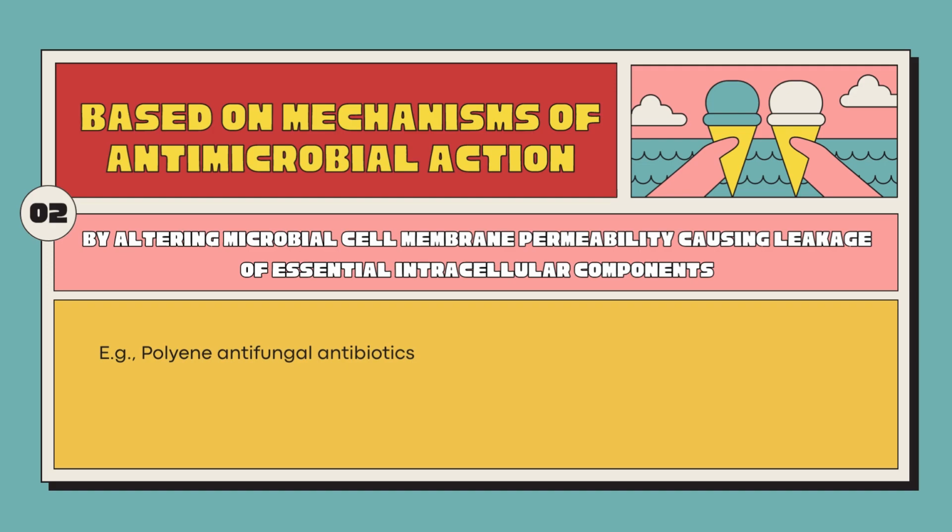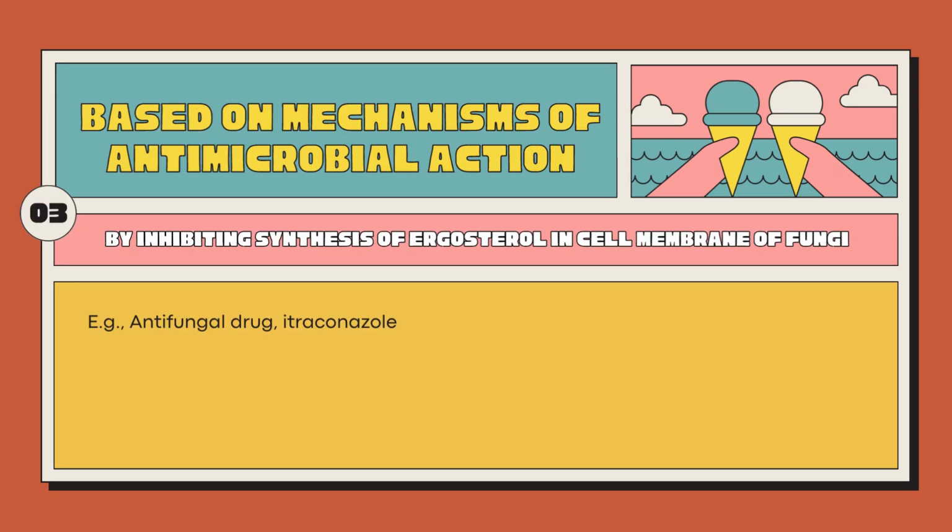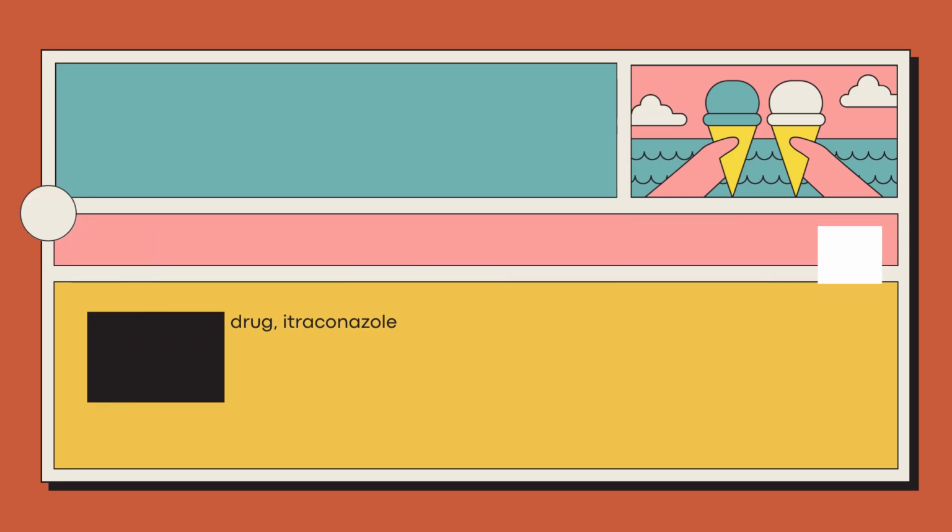Second is altering microbial cell membrane permeability, causing leakage of essential intracellular components. It includes polyene antifungal antibiotics such as nystatin and amphotericin B, which exert antifungal actions by binding to ergosterol of the fungal cell membrane, acting as ionophores causing leakage of cations such as potassium ions from the fungal cell. Thirdly, by inhibiting synthesis of ergosterol in the cell membrane of fungi, which includes the antifungal drug itraconazole.